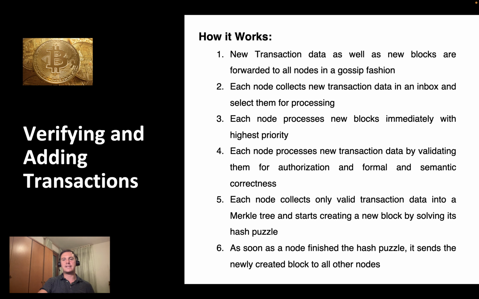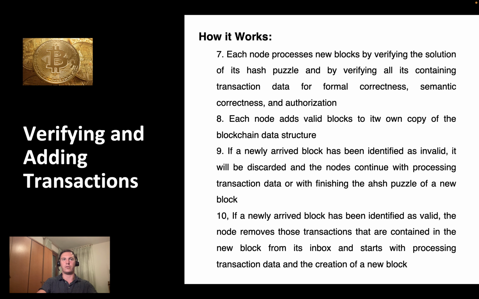Each node collects only valid transaction data into a Merkle tree and starts creating a new block by solving its hash puzzle. As soon as a node finishes the hash puzzle, it sends the newly created block to all other nodes. Seventh, each node processes new blocks by verifying the solution of its hash puzzle and by verifying all its containing transaction data for formal correctness, semantic correctness, and authorization, as we discussed earlier.